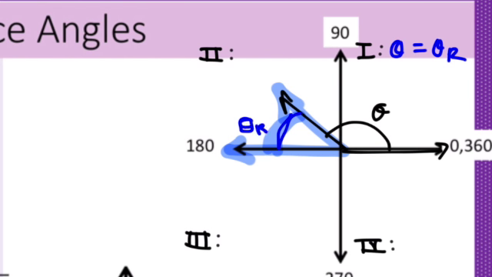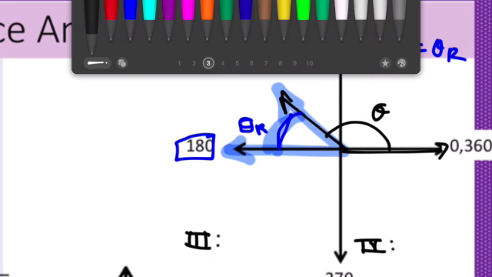The way we're going to do it is, if we notice both of these angles, theta and the reference angle, are equal to 180. If they both add up to 180, the way I can solve for theta r is I can just do 180 minus my theta.